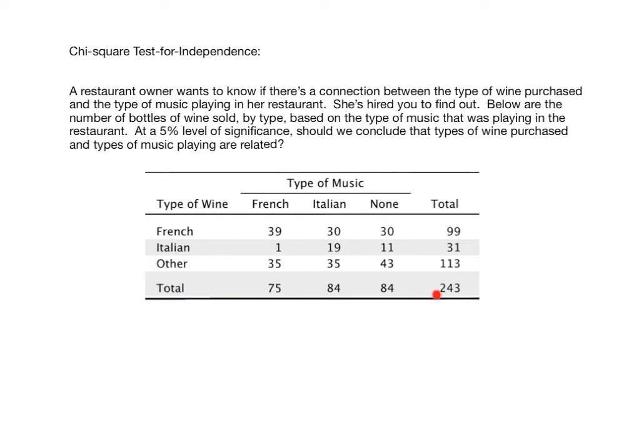And these numbers on the outside here are totals. For example, this 99 represents the number of French bottles of wine sold, and this 84 here represents the number of bottles sold when there was no music playing. And this 243 is the total number of bottles. This is the sample size.